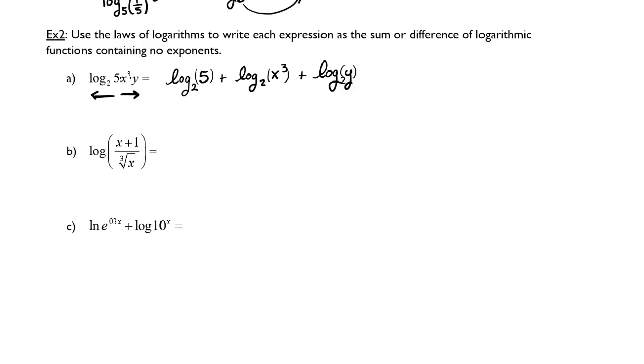Next, I will use the exponent rule that becomes multiplication to bring the 3 on the x cubed out front. And I'll rewrite it in its final form. I will have log base 2 of 5 plus 3 log base 2 of x plus log base 2 of y. And I'm done. I've expanded it. There are no exponents. And it is a sum or difference.